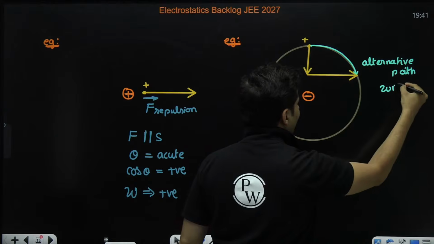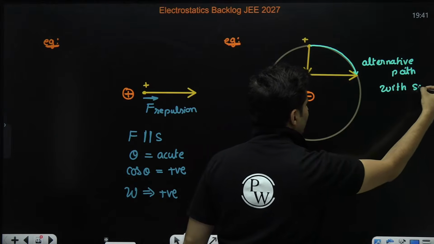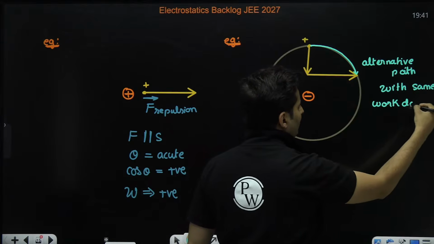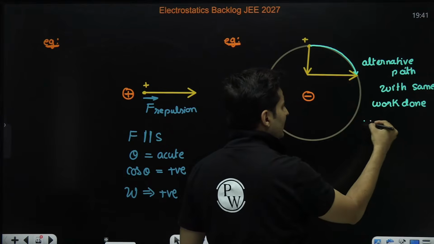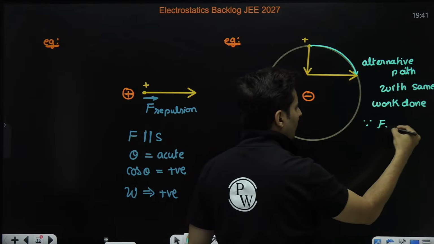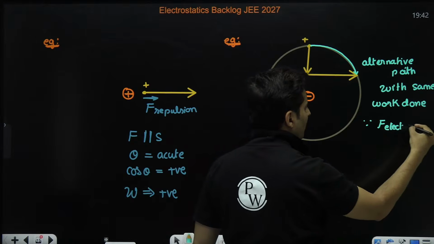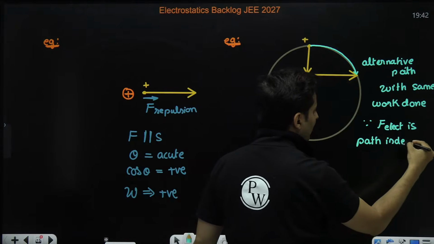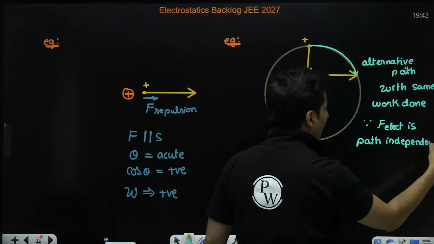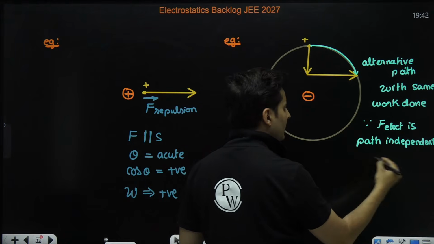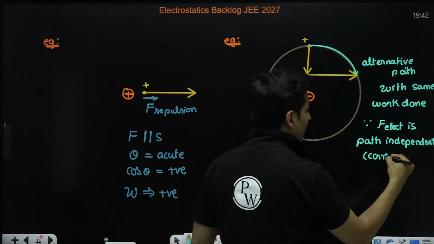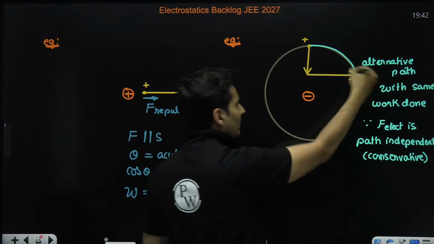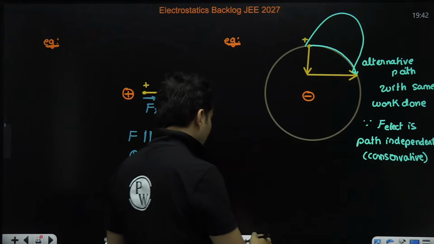with the same amount of work done. And why am I saying so? Since the force of electrostatics is path independent, no matter how you take it, it is independent because it is conservative in nature. So I can take it like this, I can even take it like this, it doesn't matter.